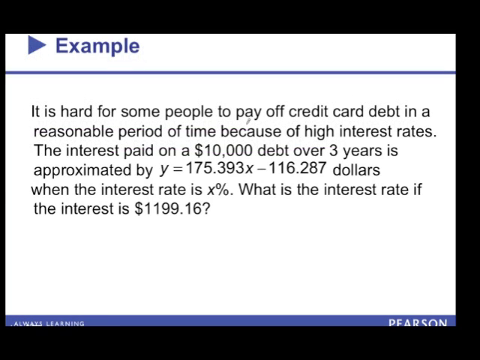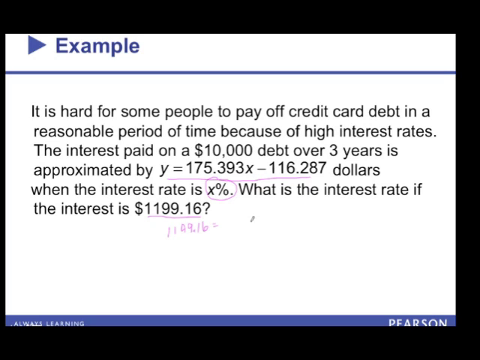It's hard for some people to pay off credit debt in a reasonable amount of time because of high interest rates. The interest paid on a $10,000 debt over 3 years is approximated by this equation, where the interest rate is x%. What is the interest rate if the interest paid over those 3 years was $1,199.16?